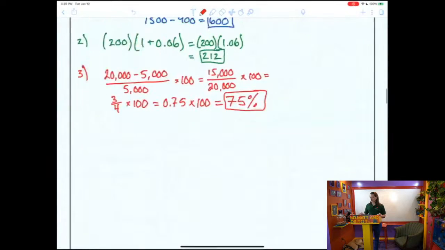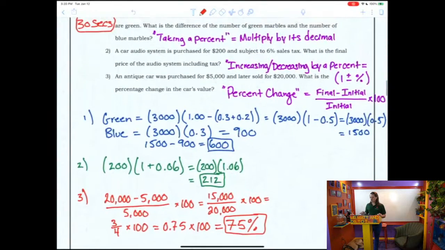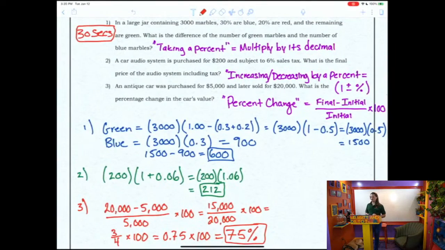So for number one, in a large jar containing 3,000 marbles, 30% are blue, 20% are red, and the remaining are green. What is the difference of the number of green marbles and the number of blue marbles?